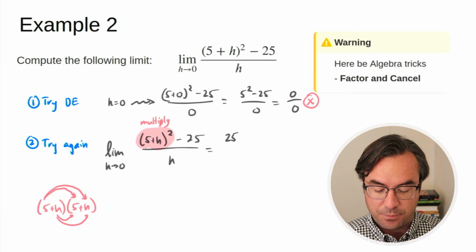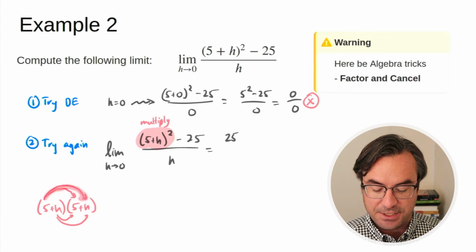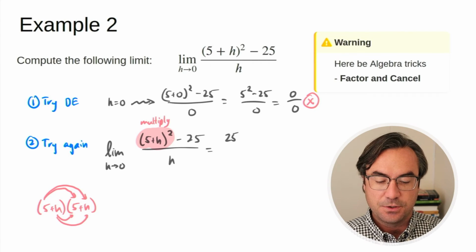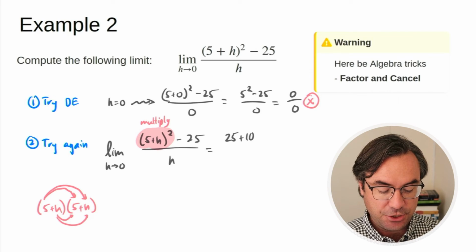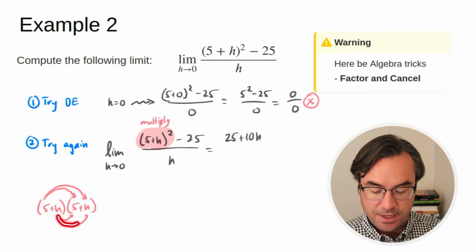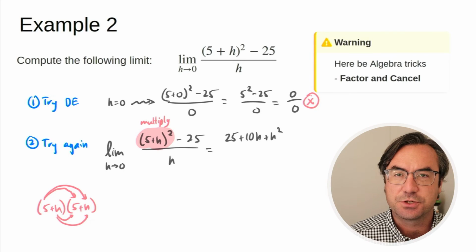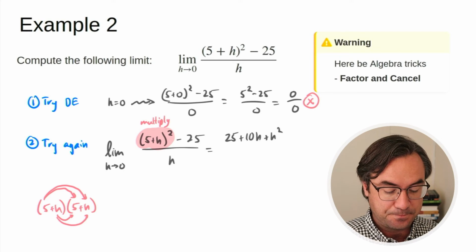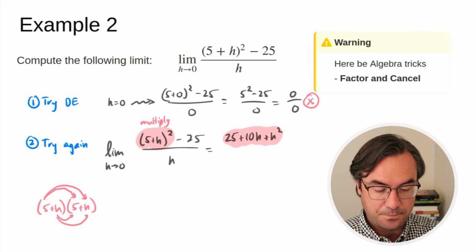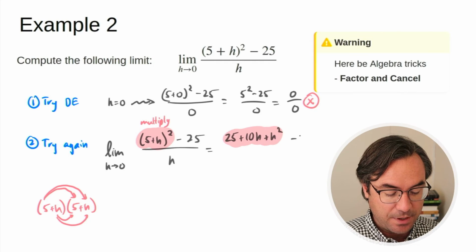And then we end up with 2 copies of 5 times h. So that's going to be plus 10h. And then when we do the h and the h, we get an h squared. So we just multiply that out. And then we've got our minus 25 all over h.